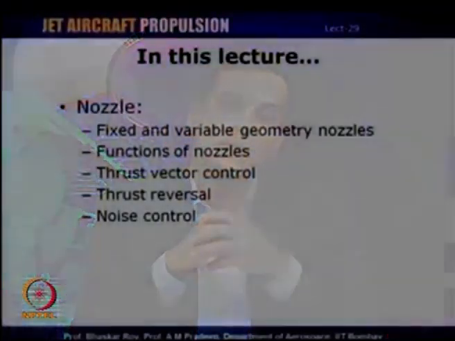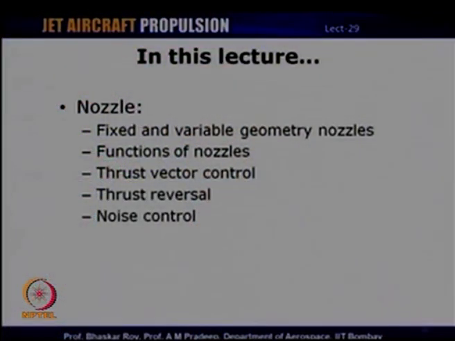Now, let us wind up this lecture with a quick discussion on what we have talked about in this lecture. So, in this lecture we have been discussing nozzles. We started our discussion on two different types of nozzles, the fixed and variable geometry nozzles. We then discussed functions of nozzles, then three other important functions of nozzles being thrust vector control, thrust reversal and noise control. So, these are functions of any modern day nozzle.